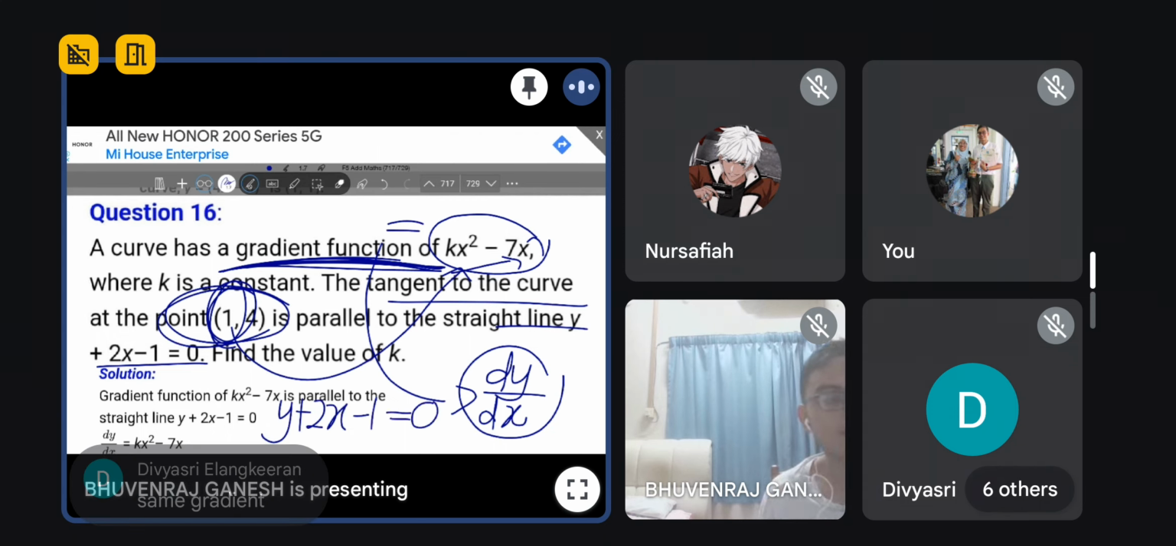Very good. Parallel means same gradient. So your gradient you should get -2 lah, after kamu susun semula yang ni. So means that dy/dx sama dengan -2. Okay, so you will get jawapan macam ni. So that's how I can get like this, because dy/dx sama dengan -2. Okay, dy/dx adalah yang ni. Lepas tu, kamu ada coordinate yang ni diberi, so kamu gantikan x equal to 1. So then you will get k equal to 5.